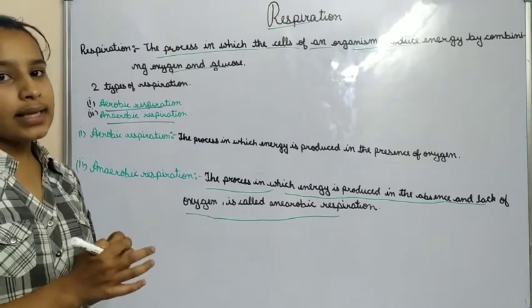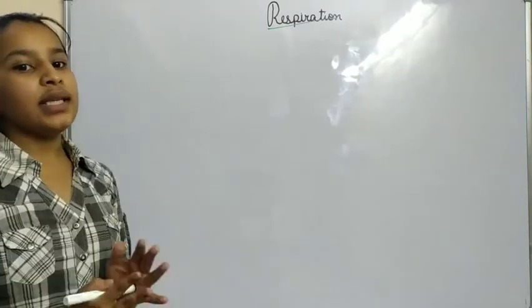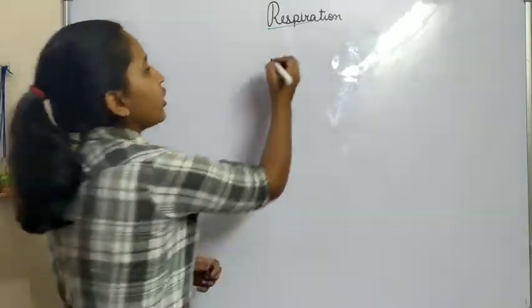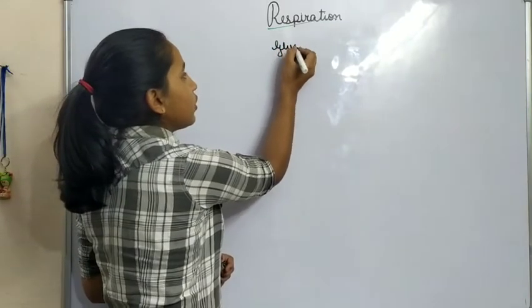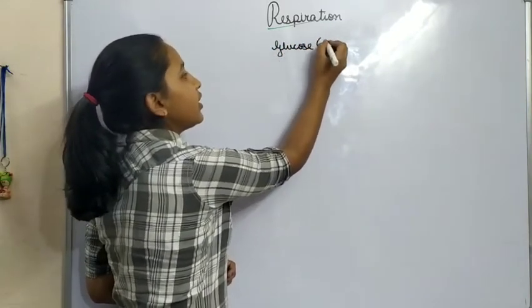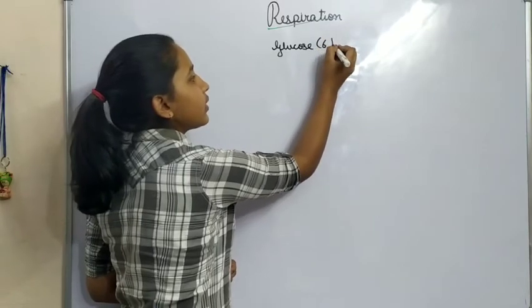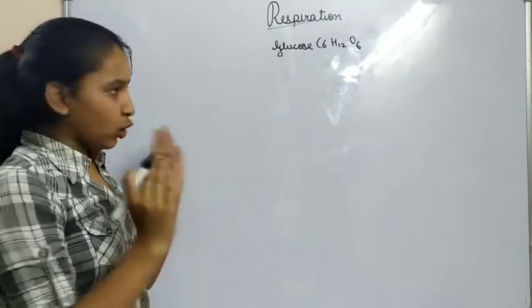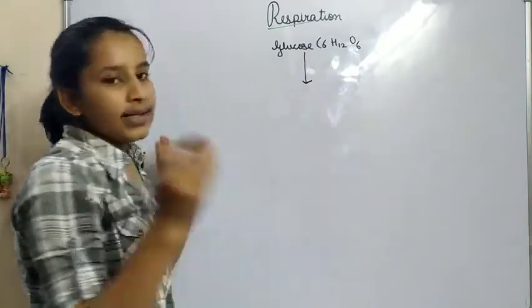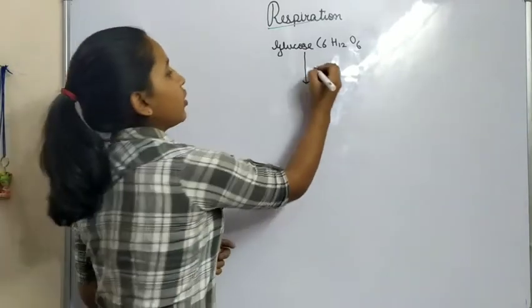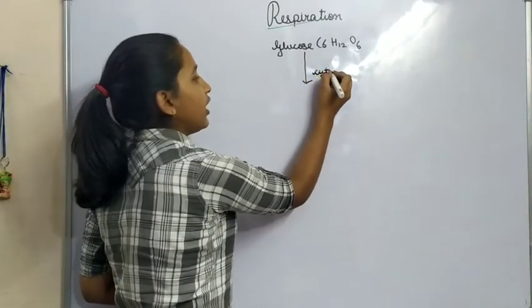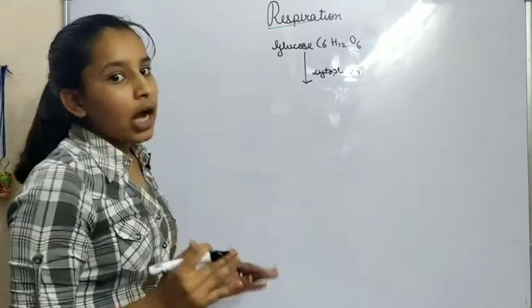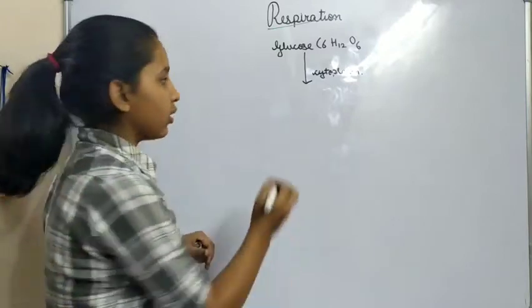Now we will see their examples. We will see what happens when food enters a cell. Food is glucose, which is C6H12O6. When it enters a cell, which contains cytoplasm, it will break down into pyruvate plus energy.